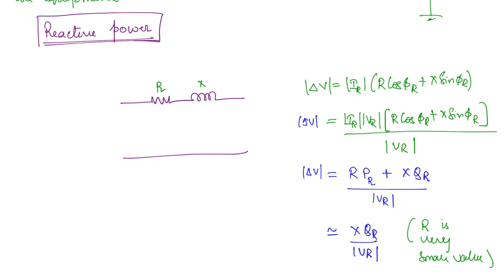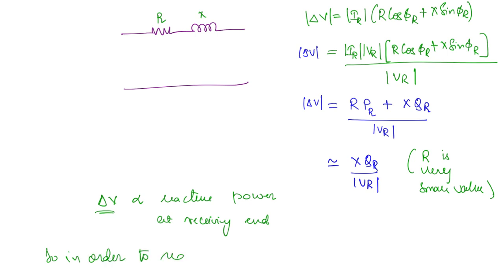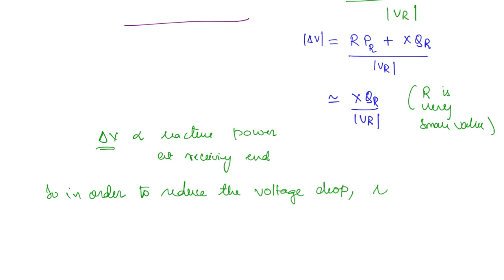So if we want the voltage drop to be less, then reactive power should be as minimum as possible. You can write delta V is proportional to the reactive power at the receiving end. So in order to reduce the voltage drop, reactive power should be kept as minimum as possible, should be reduced.